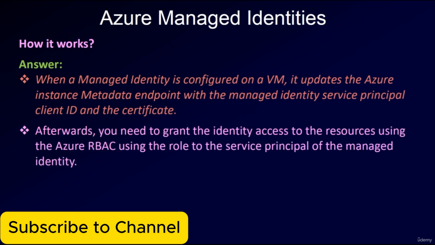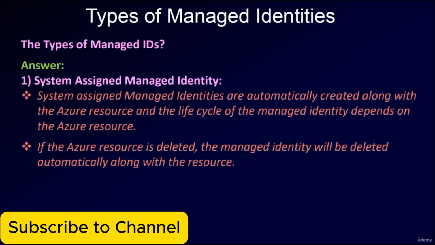How it works: when a managed identity is configured on a VM, it updates the Azure Instance Metadata endpoint with the Managed Identity Service Principal Client ID and the certificate. Afterwards, you need to grant identity access to the resource using RBAC or role-based access, and using that role to the service principal of that managed identity.